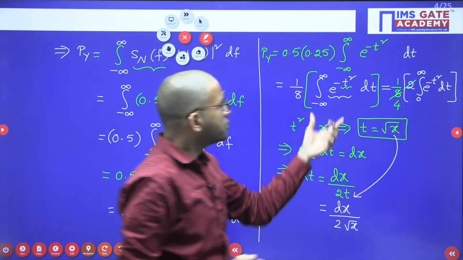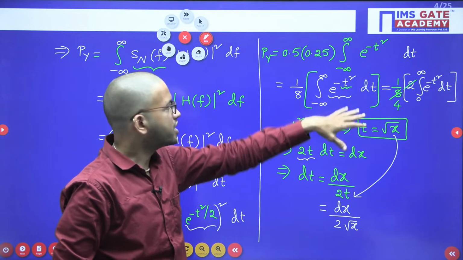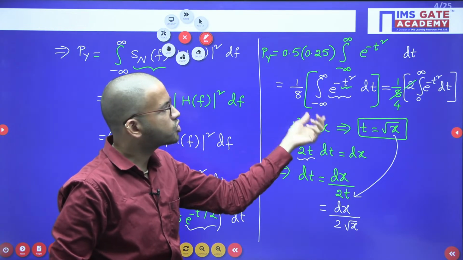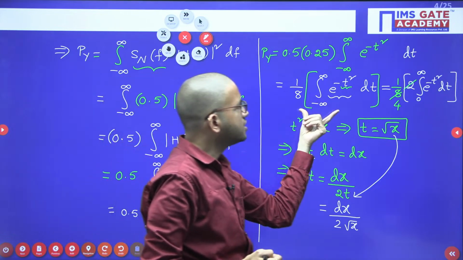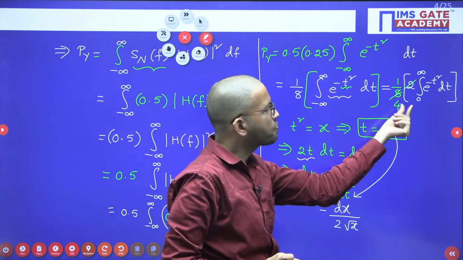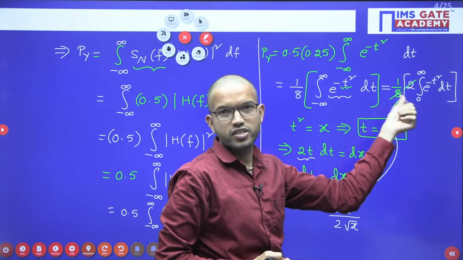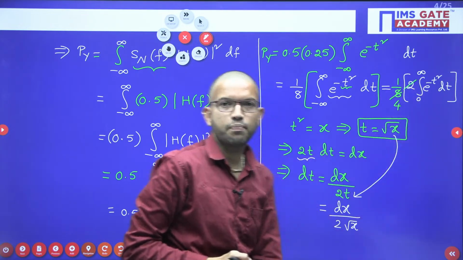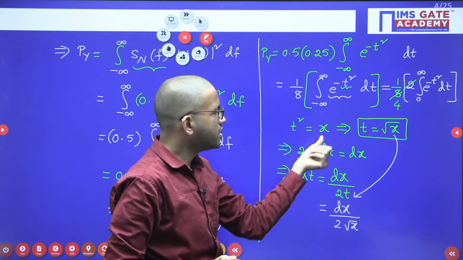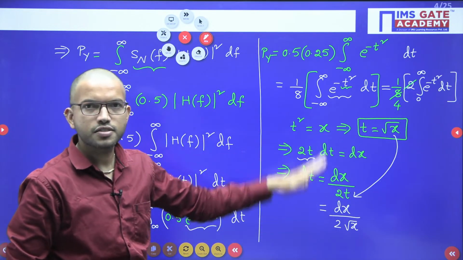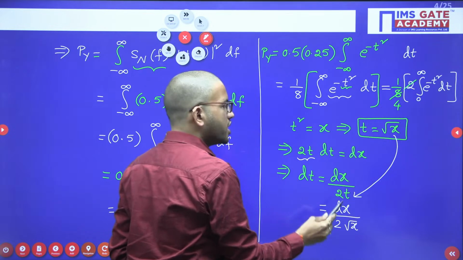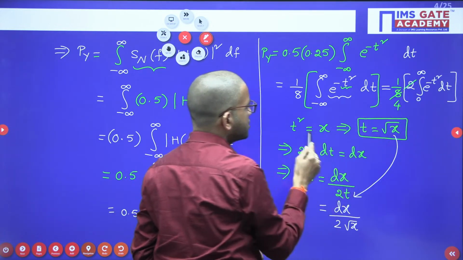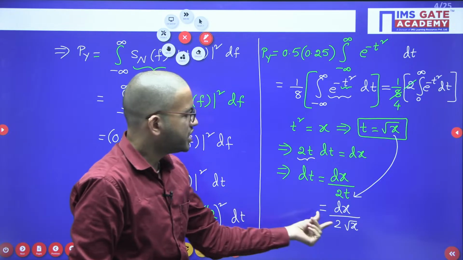Suppose if this function is odd, at that time when you perform the integration, you are going to get 0. Since this function is even, we can represent this overall integration as 2 times integral 0 to infinity e power minus t square dt. Now after this, t square equal to x, this procedure is as it is. Okay, right. Now you can substitute: in place of t square x, in place of dt you can substitute this one.